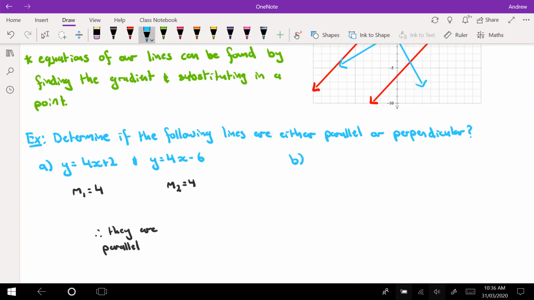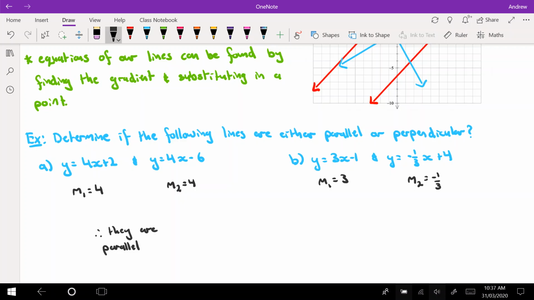Well, what about another one? Let's say I've got y equals 3x take 1 and y equals -1/3 x plus 4. Again, let's pick the gradient straight away. So the gradient of line 1 is just equal to 3. The gradient of line 2 is -1/3.